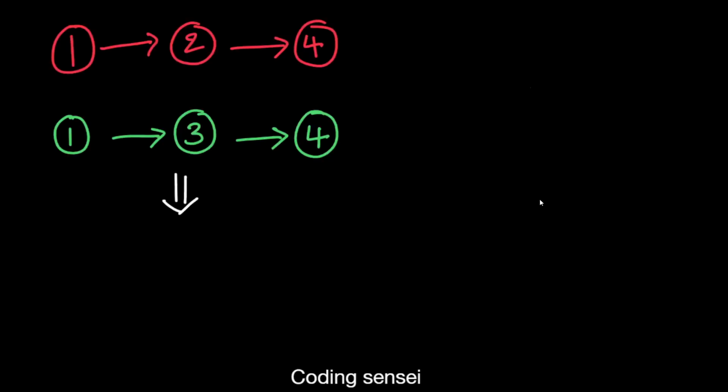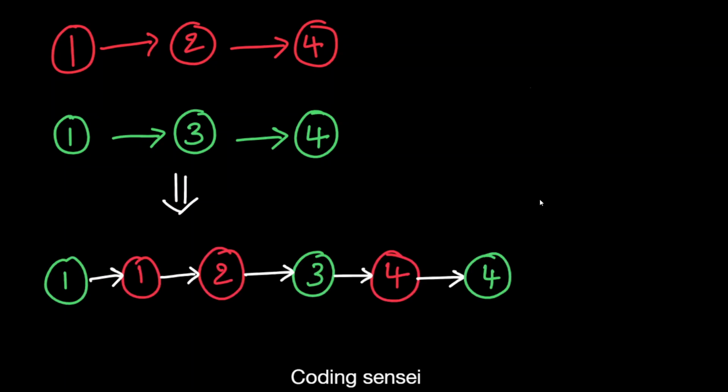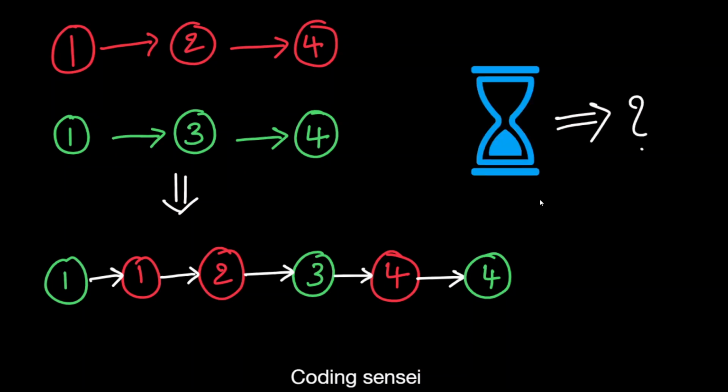So we are given two linked lists. The first one is the red one, 1, 2, 4, and the second one is the green one, 1, 3, 4. The final linked list that we want is 1 1 2 3 4 4. In this video I will be explaining two approaches. One is pretty straightforward and the other one is the optimized solution that we want. I will discuss the time complexities of both solutions.